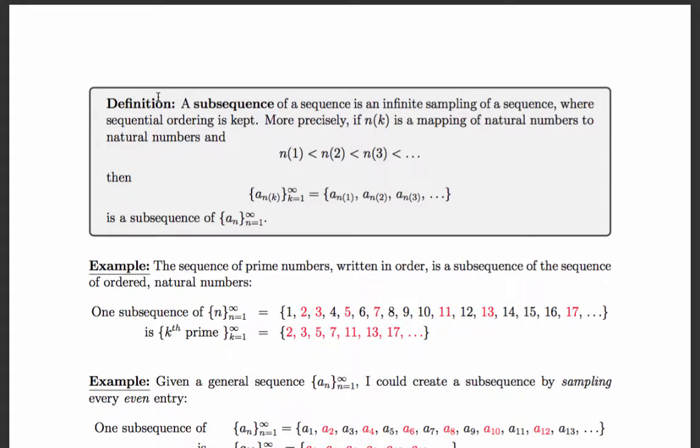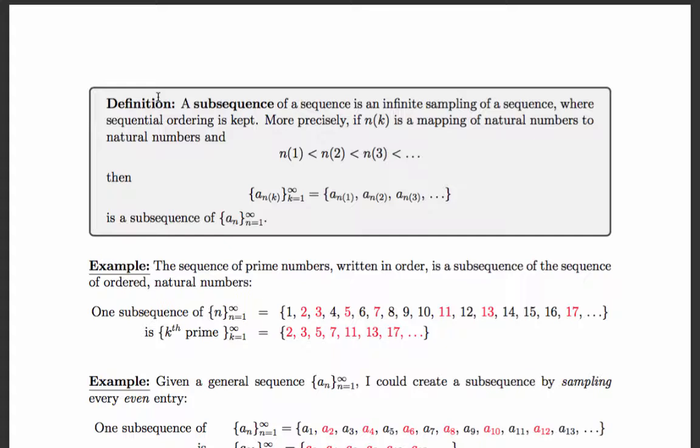Hello everyone, let's analyze. So we're going to start off today with the definition of a subsequence. Right? So what's a subsequence? Well, given a sequence of numbers, a subsequence is essentially an infinite sampling of the sequence where the sequential ordering is kept.